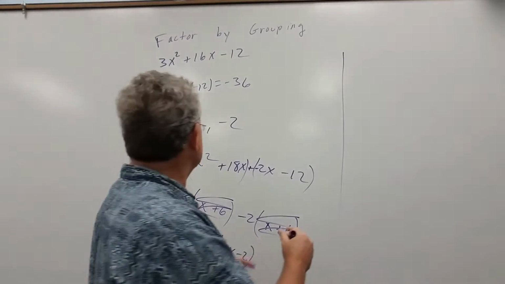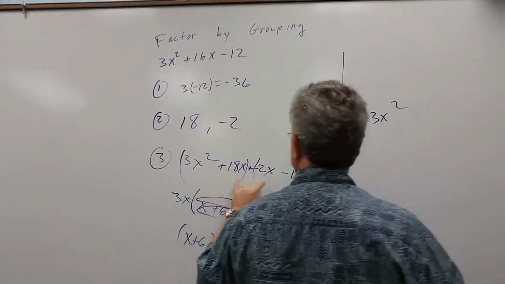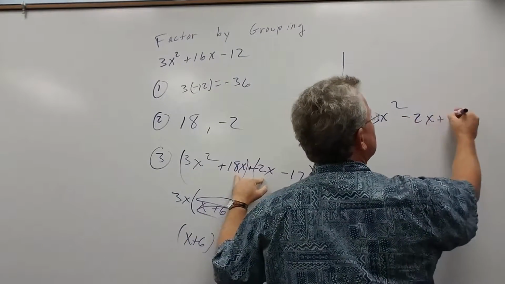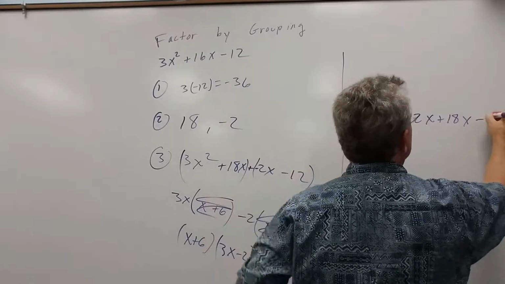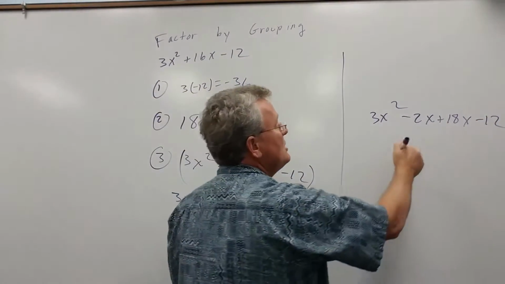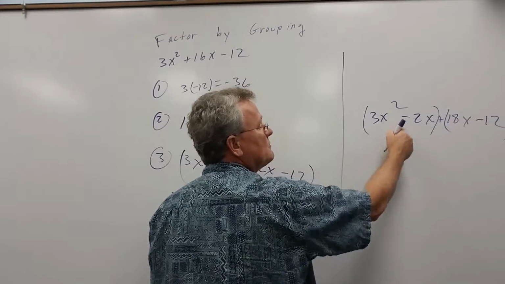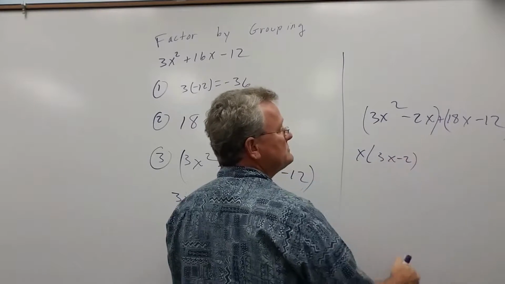Okay, so now let's say instead of writing it as 3x squared plus 18x minus 2x, we had minus 2x plus 18x minus 12. Same thing, that still adds up to 16. We group the first and last two terms. Here we can factor out an x. We get 3x minus 2.